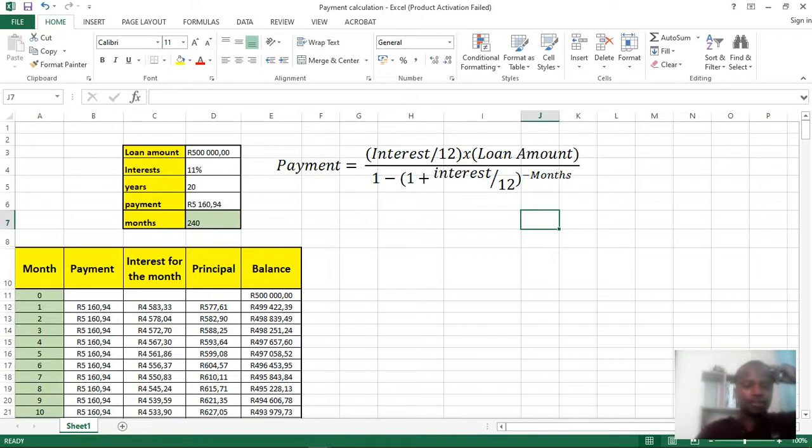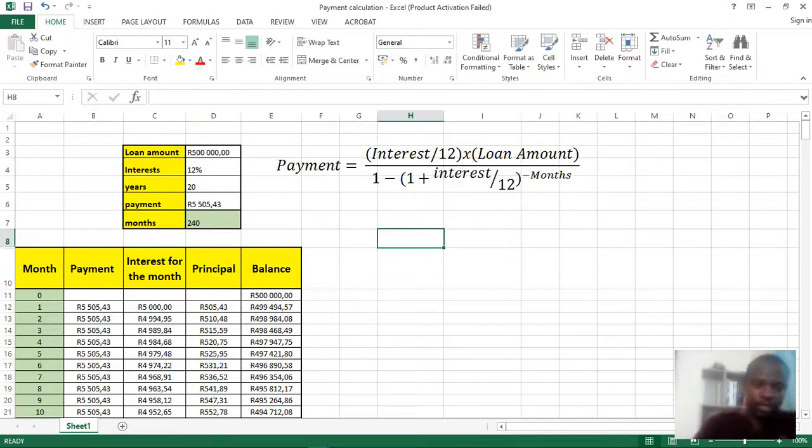For this example, I used 500,000 as the loan amount for your property. Say the interest rate given for that loan is 11%, or let's rather put it at something average, 12%. So you're getting 12% as an interest rate and paying the loan over 20 years. This is the calculation that the banks use.